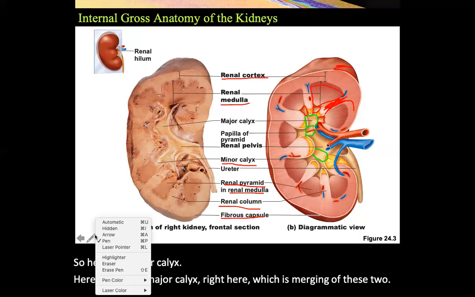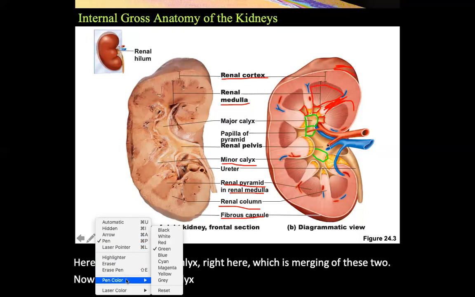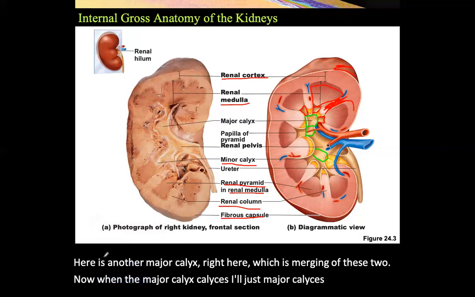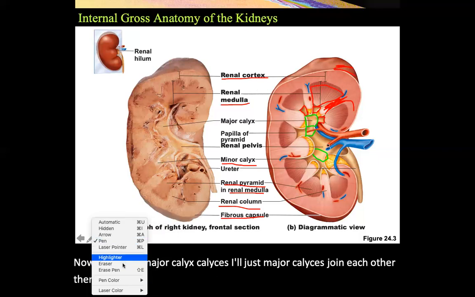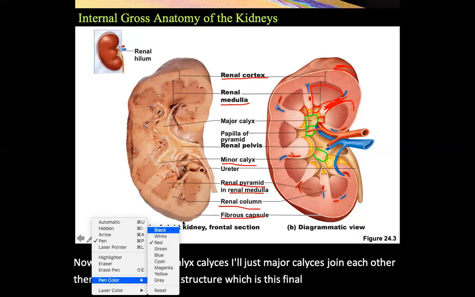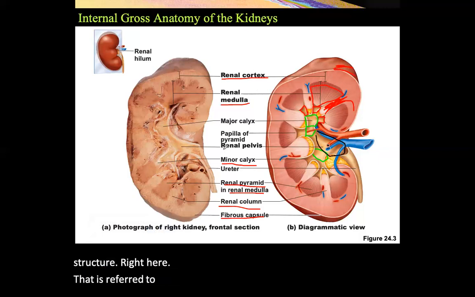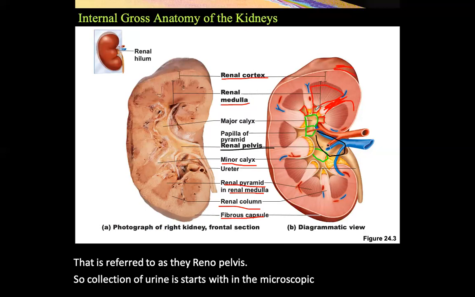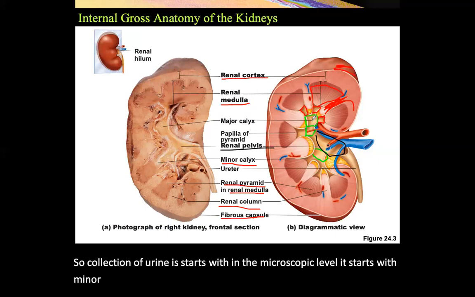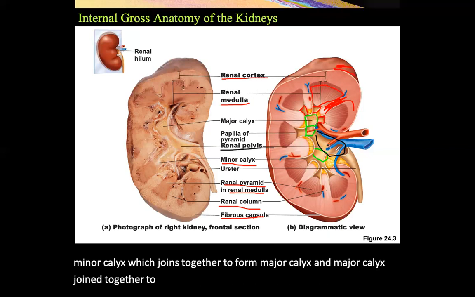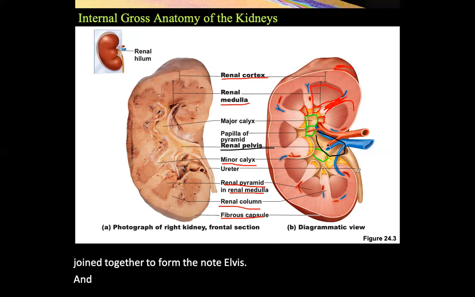Now, when the major calyces, I apologize, major calyces join each other, then you form the next structure, which is this funnel ending to this structure right here. That is referred to as the renal pelvis. So collection of urine starts, at the macroscopic level, with minor calyx, which joins together to form major calyx, and major calyx join together to form renal pelvis. And renal pelvis empties into the tube that exits the kidney called the ureter.